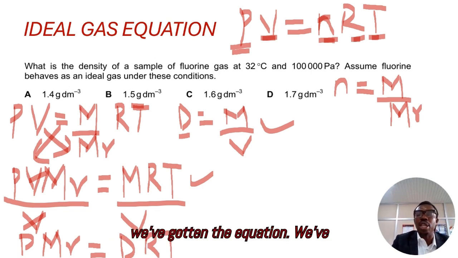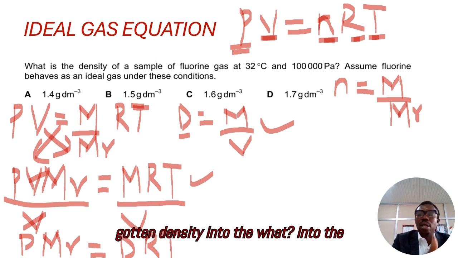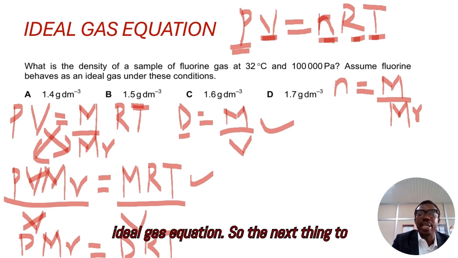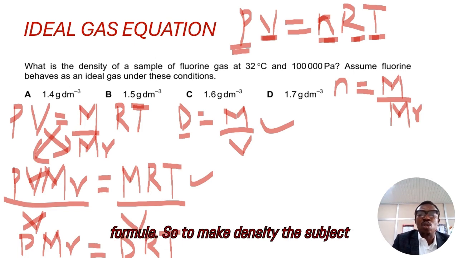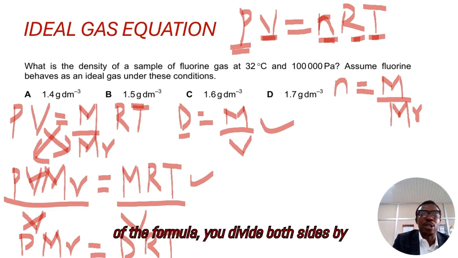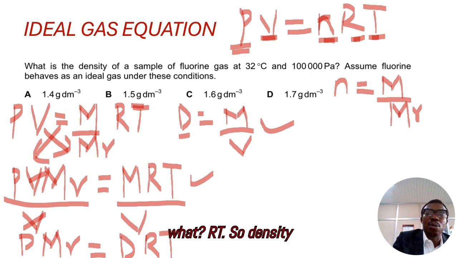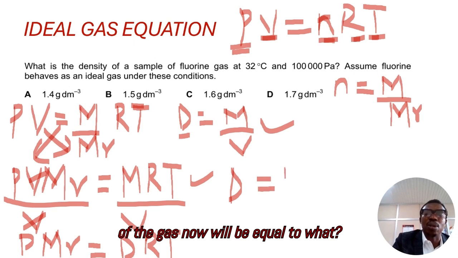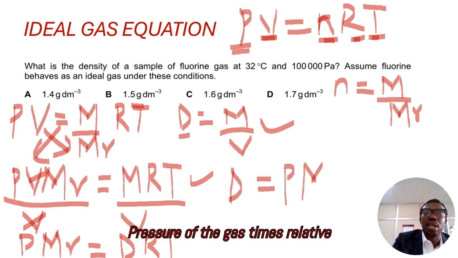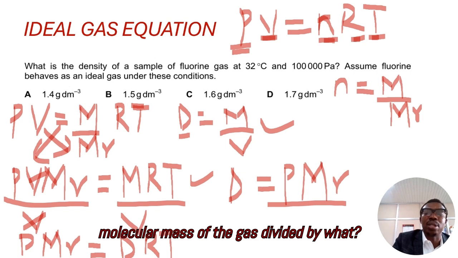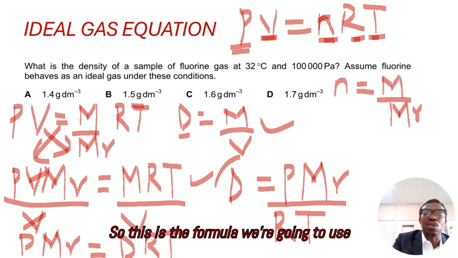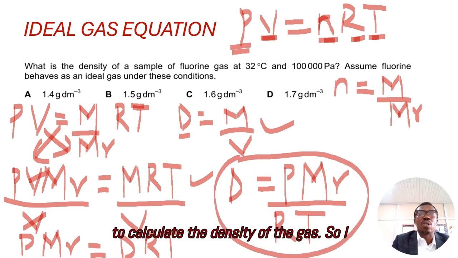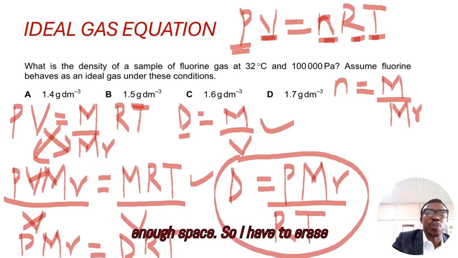So we've gotten the equation, we've gotten density into the ideal gas equation. The next thing to do is to make density the subject of the formula. To do that, you divide both sides by RT. So density of the gas will be equal to pressure of the gas times relative molecular mass of the gas divided by the gas constant times the temperature. So this is the formula we're going to use to calculate the density of the gas. I have to erase all this so that I have enough space.